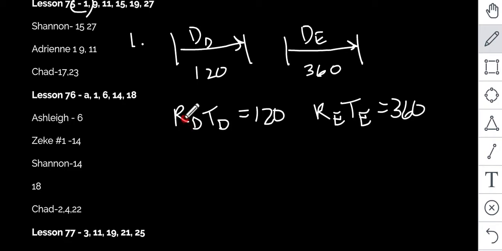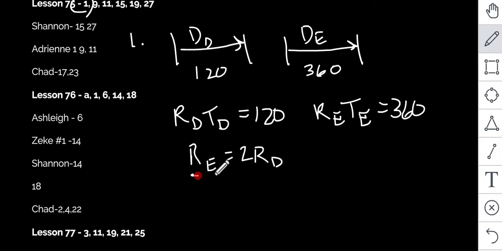It says that Emily could do this because she drove twice as fast as David. So of course girls always go faster in the Saxon books. So the rate Emily is 2 times the rate of David. The other piece is with the time. It said it took 1 hour less than it took Emily. So David drove 1 hour less than Emily.